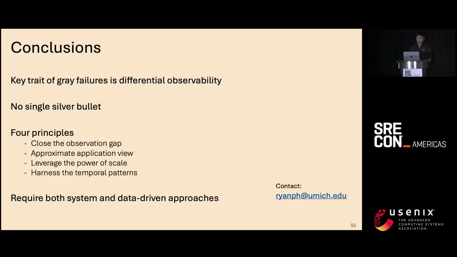So, conclusion. In this talk, we covered the basic key traps of gray failures and differential observability. We also see that there is no single silver bullet to solve all the problems. There are 4 principles that are very valuable to trigger you to think about how you design your reliable system. And we need to use both the system and the data approach to solve the problem. Yeah, that's it. I think we go to the QA session.